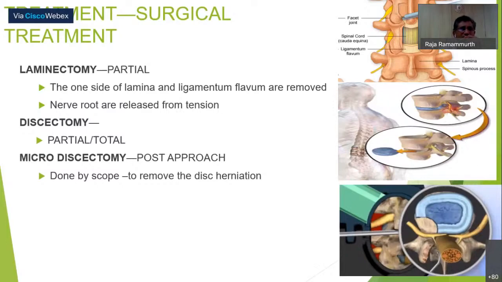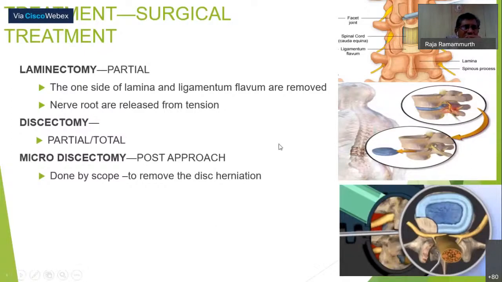The first type of surgery for low back pain patients is the laminectomy. If you consider the first diagram, they have shown the removal of part of the lamina, which is called partial, and removal of the entire lamina, which is called complete or total laminectomy, right? Here, one side of the lamina and the ligamentum flavum are removed, which releases the nerve tension. For that purpose, the surgeon is performing the laminectomy.